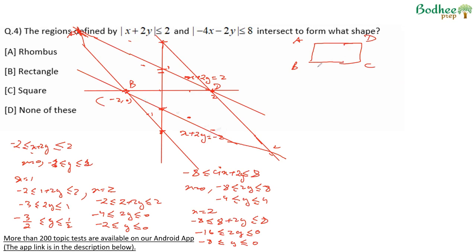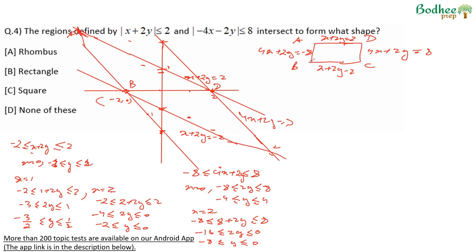Line BC is the line x plus 2y is equal to -2. Line AD is the line x plus 2y is equal to 2. Line CD is the line here. We'll have 4x plus 2y is equal to 8. Here we'll have 4x plus 2y is equal to -8. We can look at the slopes and comment whether there is a 90-degree angle or not.